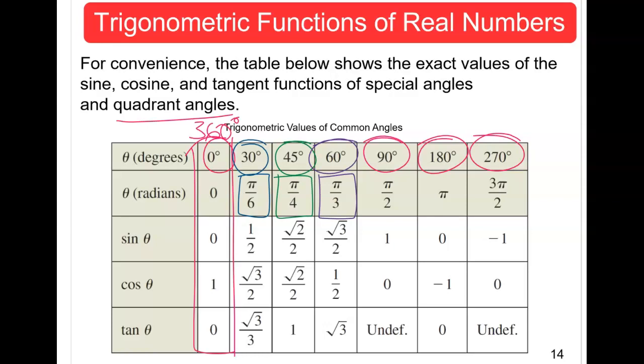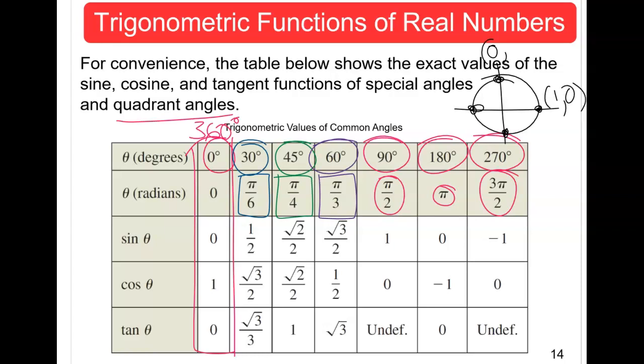Remember, the bigger the denominator, the smaller the fraction. So it makes sense that pi over 6 is smaller than pi over 3. Okay, and of course, I don't think you have issues with 90 is pi over 2, 180 is pi, 270 is 3 pi over 2. And remember that the quadrant angles, you know those because you could plot those points on the unit circle, and with that you could write down the coordinates such as 1, 0; 0, 1; -1, 0; and here we have 0, -1.